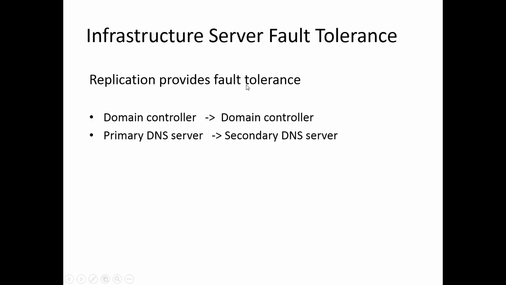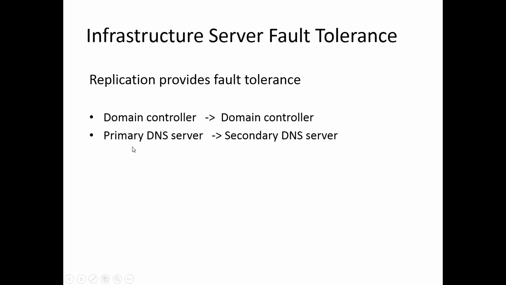And the answer is replication provides fault tolerance. We have more than one domain controller, and one domain controller replicates its contents to the second domain controller. It copies its contents to the other domain controller, so the domain controllers have the same information on them. They don't call that domain controller mirroring, but it would not be a bad term.